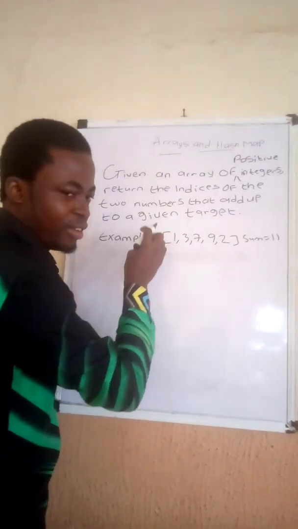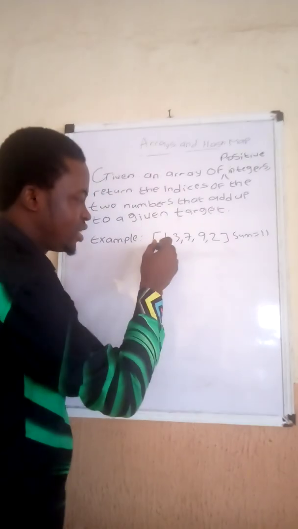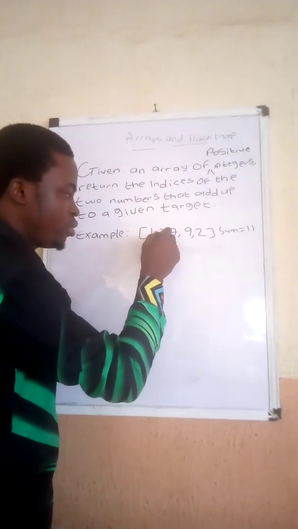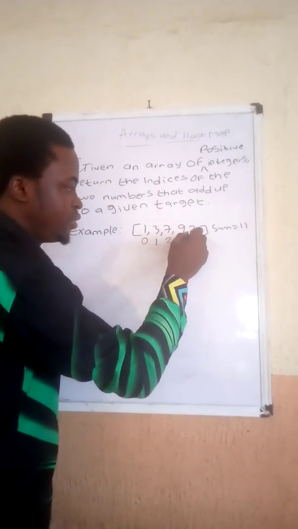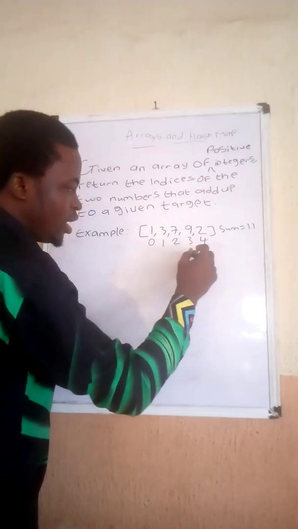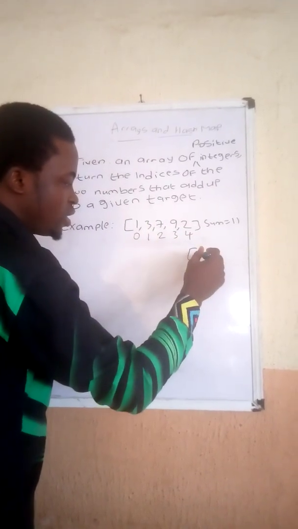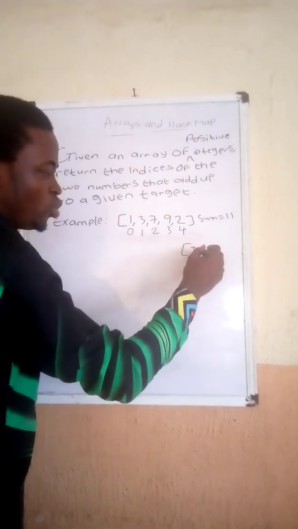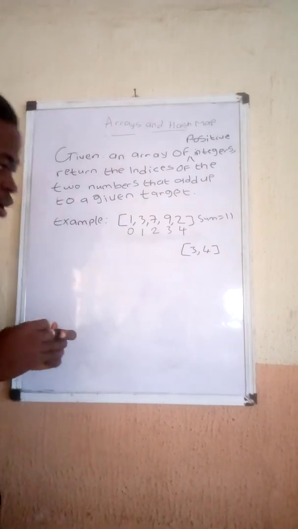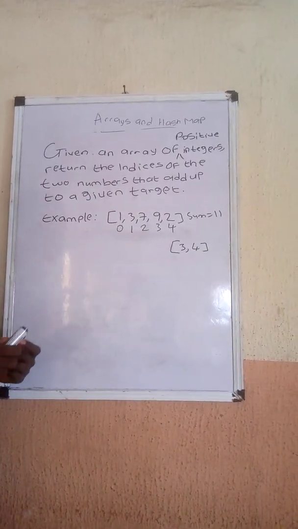Therefore, from what we learned in the previous video, arrays are ordered. That is, they start from index 0, 1, 2, 3, 4. So in this case, the answer returned will be an array that contains the index of 9, which is 3, and the index of 2, which is 4. So one way we can solve this question is by using pointers.